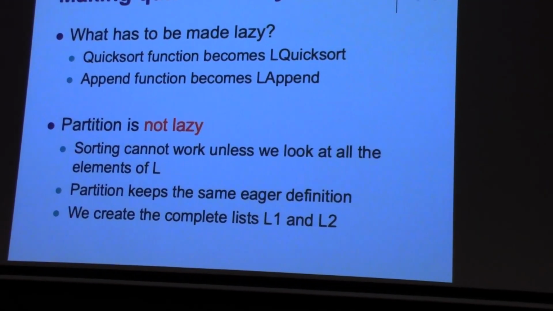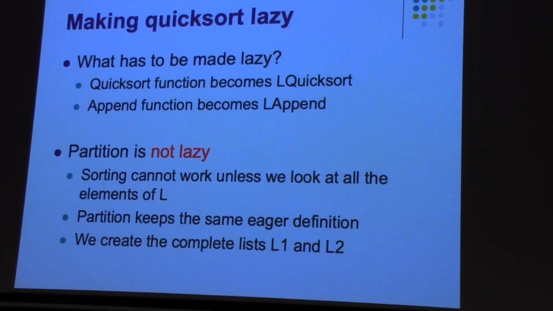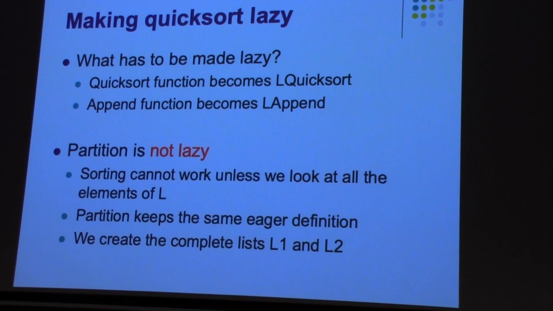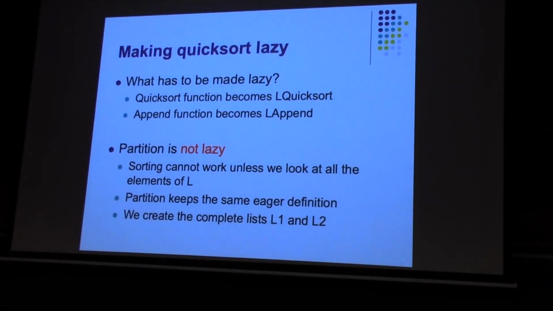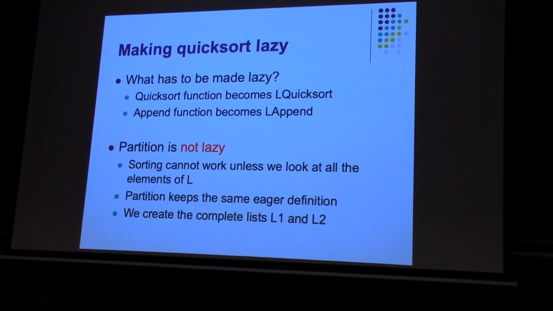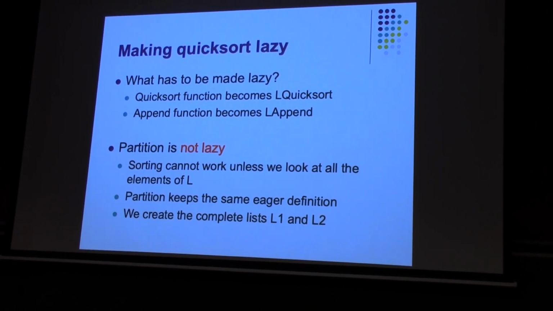Now, let me show you lazy quicksort. First of all, we have 3 routines. We have quicksort, append, and partition. So we have to make them lazy. Quicksort and append is very easy. You just make them lazy by annotating them with lazy. You get L quicksort, L append. But you have to be careful.